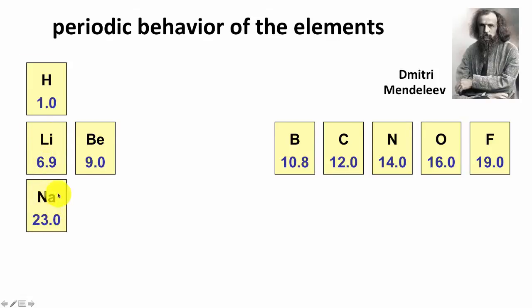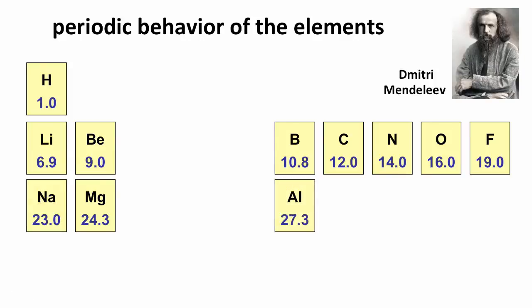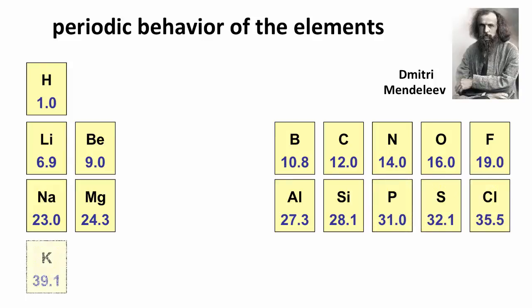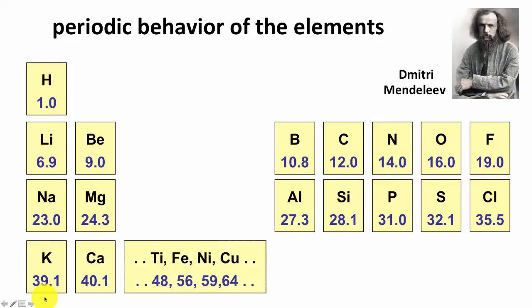For example, lithium and sodium have similar properties, so he aligned them in a column. And then magnesium and beryllium have similar properties, aluminum and boron, and so on. And then when he got to potassium, that was once again similar, this time to sodium and lithium, so it goes in the same column. A bunch of metals that are now known as transition metals had properties somewhat in common to each other. We'll kind of skip over those for now.